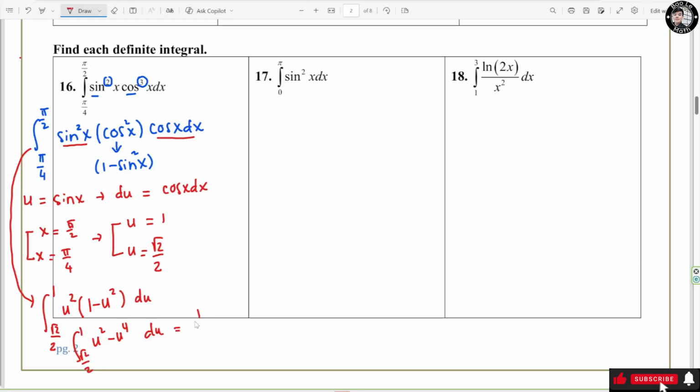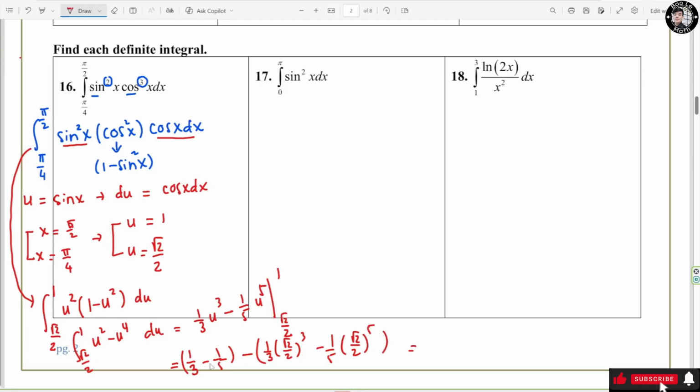So it's going to be 1/3 u cubed minus 1/5 u to the 5th, evaluated from root 2 over 2 to 1, right? So you substitute 1 for u. So it could be 1 over 3 minus 1 over 5. Subtract. Substitute root 2 over 2 for u. So it could be 1/3 times root 2 over 2 cubed, minus 1/5 times root 2 over 2 to the 5th, right?